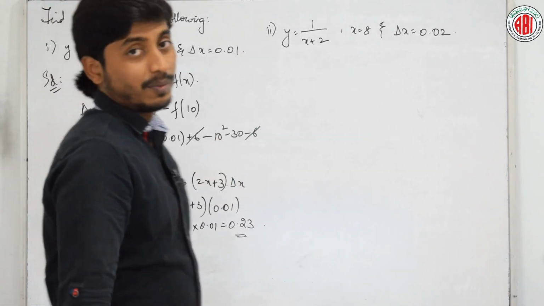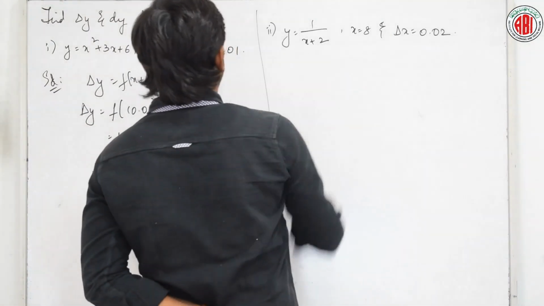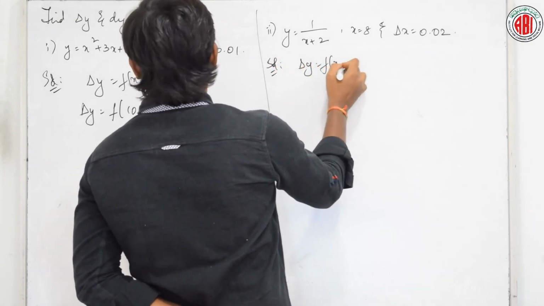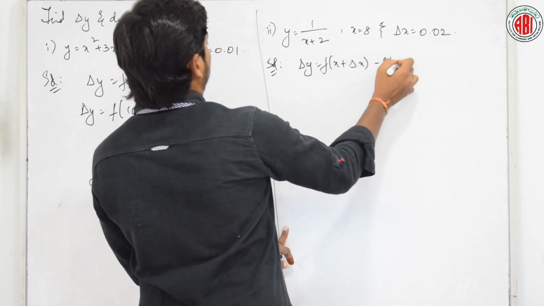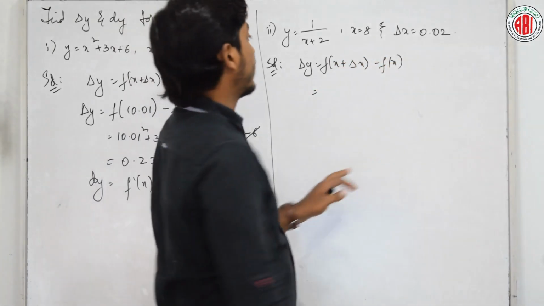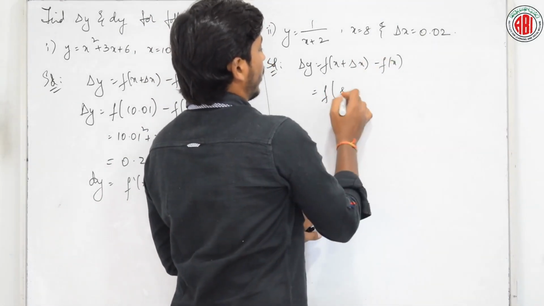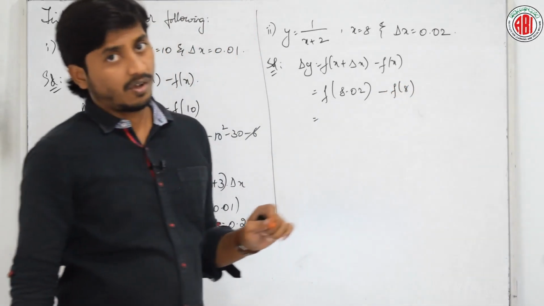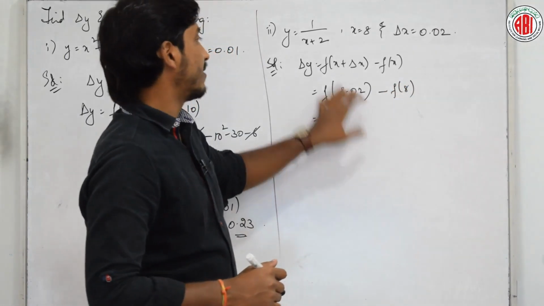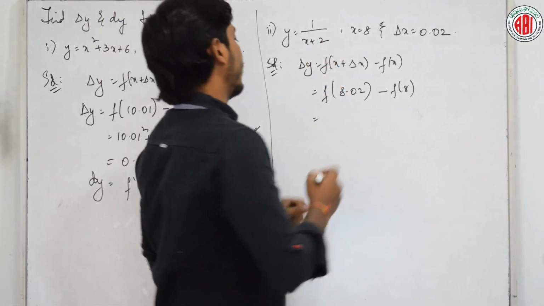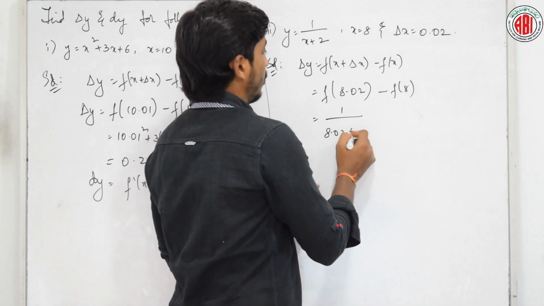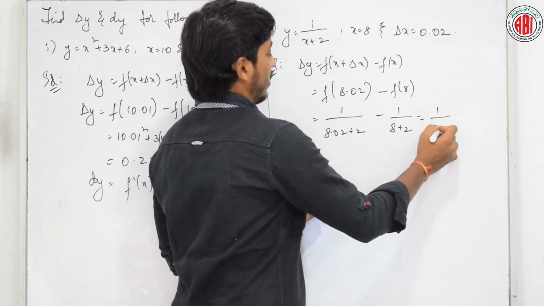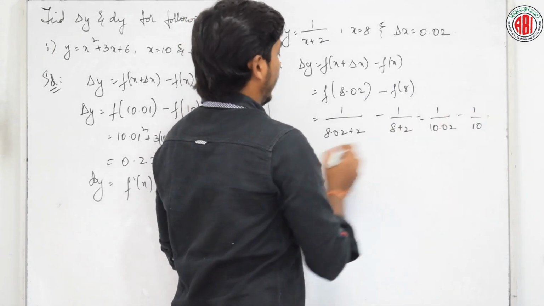Shall we move on to the next problem? See here. Here also the same formula we have to use. What is the delta y formula? f of x plus delta x minus f of x. What is x here? 8. There, 0.2. That will be f of 8.02 minus f of 8. Just let us substitute the value of this instead of this. See here. 1 by 8.02 plus 2 minus 1 by 8 plus 2. That is 1 by 10.02 minus 1 by 10.